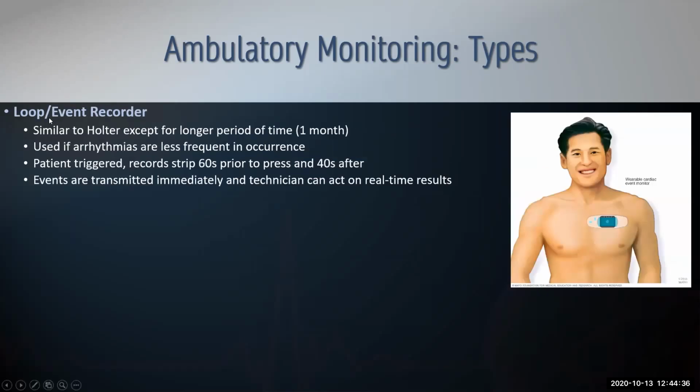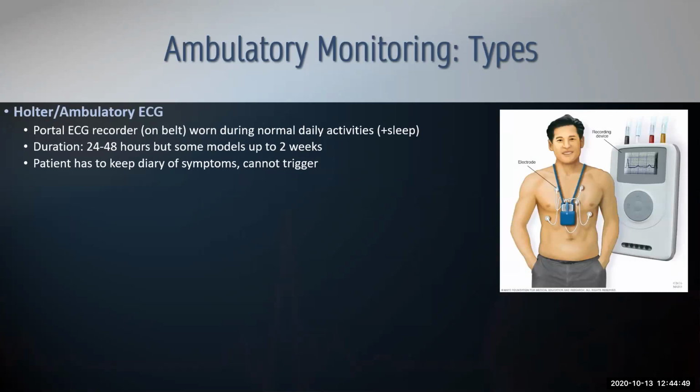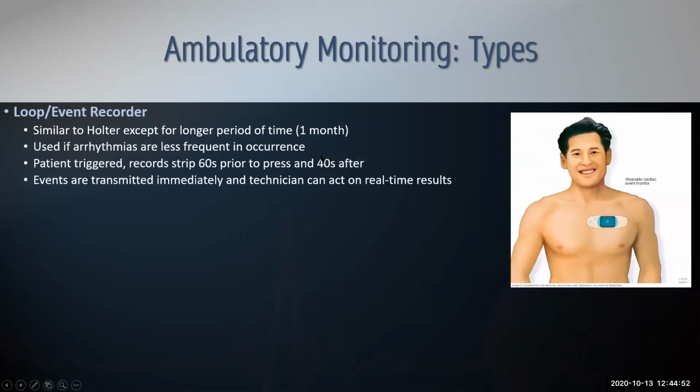You could also do a loop and event recorder. This is a patch that's kind of like a nicotine patch, you can argue, that's worn on the left chest. The nice thing about this is that it's up for 1 month. Whereas the Holter and ambulatory is for up to 2 weeks, this is for the patients that have symptoms maybe once every 2 or 3 weeks. And it's used, again, if the arrhythmias are infrequent, the patient can trigger it. So they can press a device.